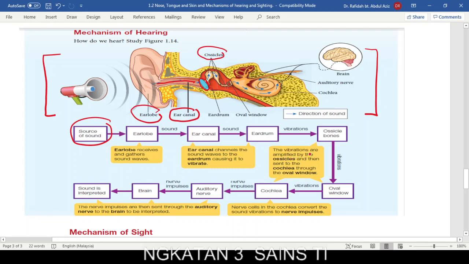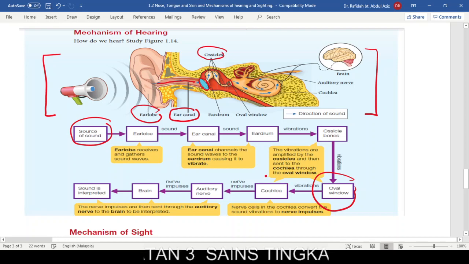So the vibrations are amplified by the ossicles and then sent to the cochlea through the oval window. After the ossicles receive a vibration, they will amplify, increase the frequency of the sound wave, and then send the amplified sound wave to the cochlea through the oval window. The location of the oval window is between the ossicles and the cochlea.